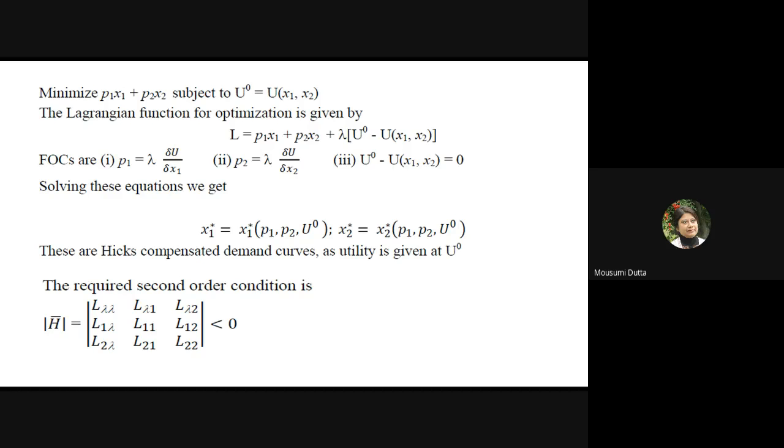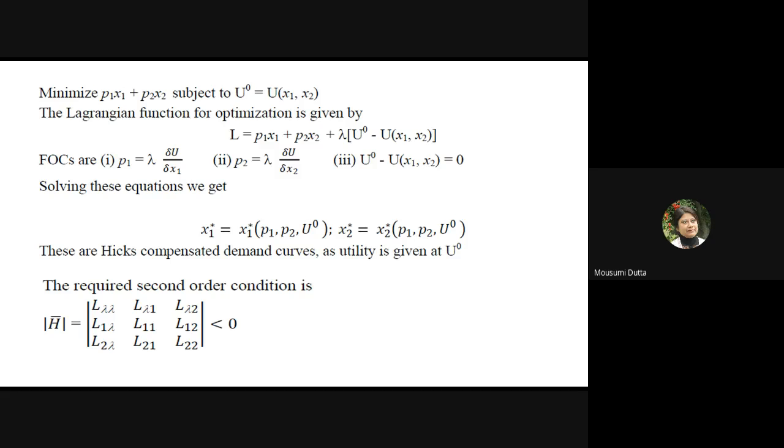The required Lagrangian expression for optimization is given by L is equal to what we do, we add the original objective function with the constraint using a Lagrange multiplier. So we are exactly doing that. L is equal to P1x1 plus P2x2 plus lambda within bracket U naught minus U of x1, x2. Since I'm writing a constant minus the variable part, I'm using the plus sign with the Lagrange multiplier.